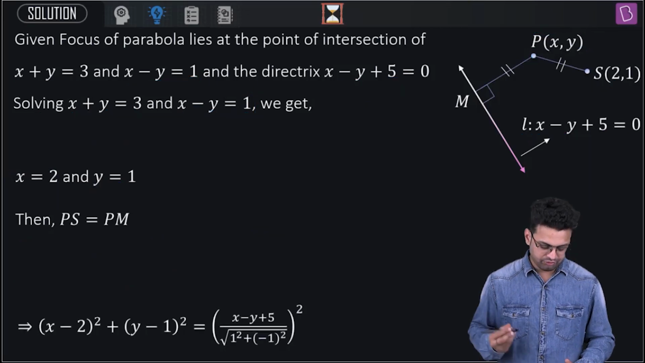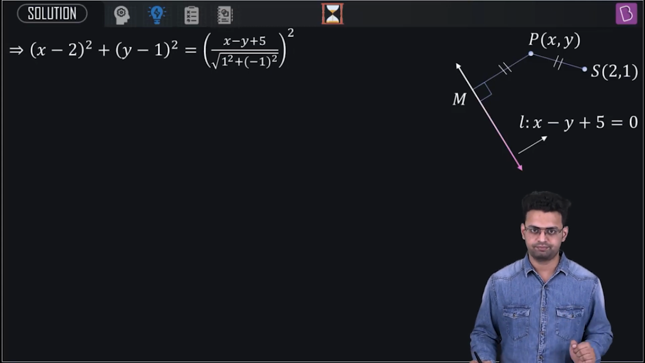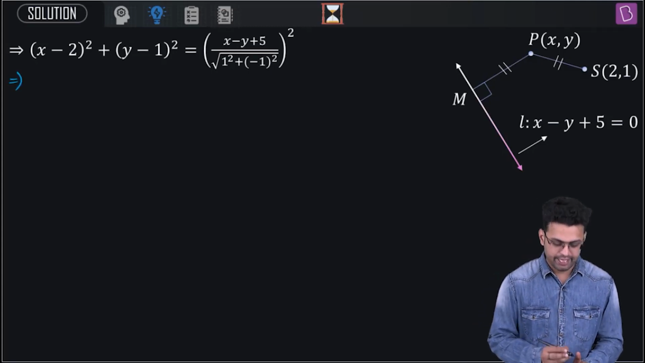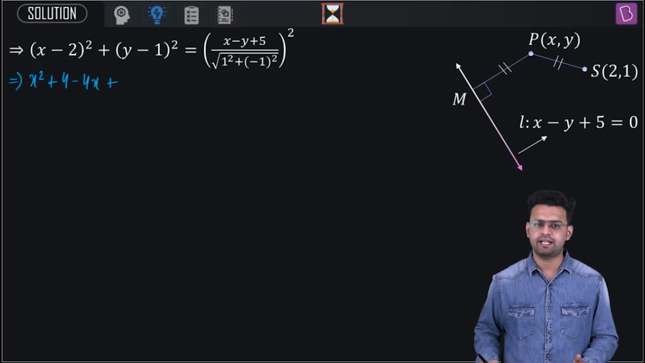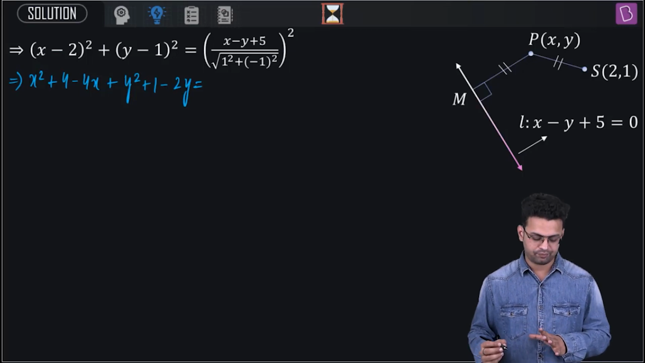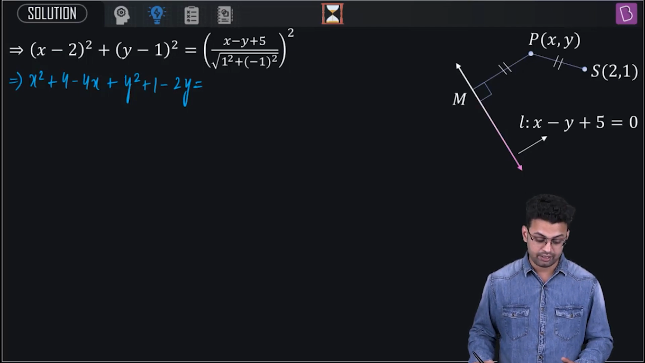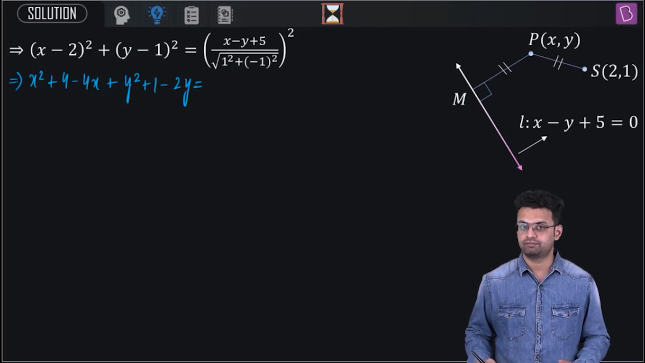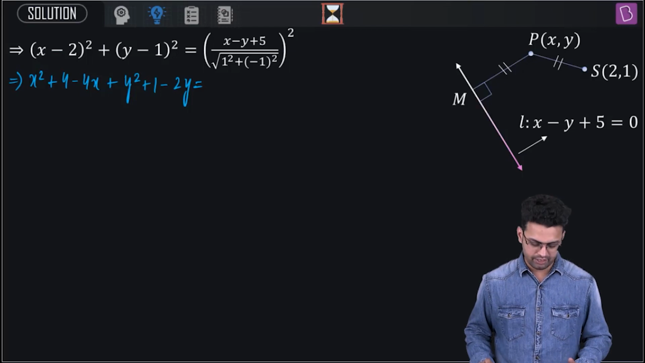Okay. Now moving further, I'm going to retain this step and I'm going to simplify it more. What I'll get, (x minus 2) whole square becomes x square plus 4 minus 4x, plus (y minus 1) whole square will become y square plus 1 minus 2y is equal to, on the right hand side, there is (x minus y plus 5) whole square in the numerator and root 2 in the denominator. Correct? Are you all able to see root 2 in the denominator?